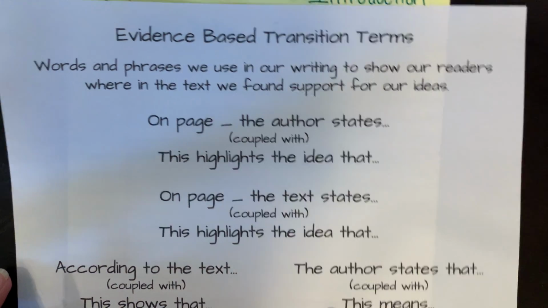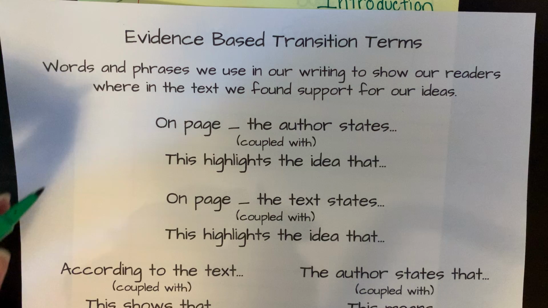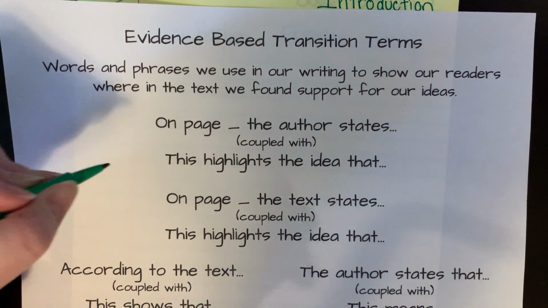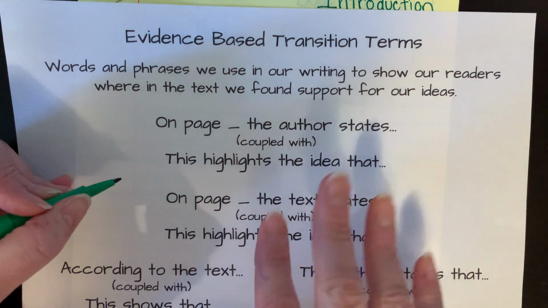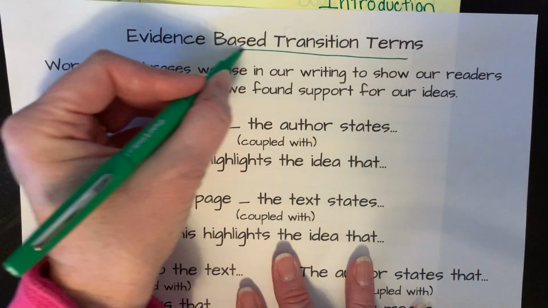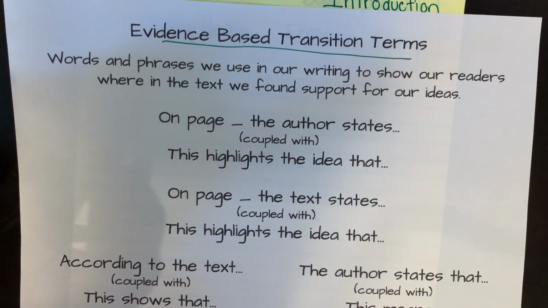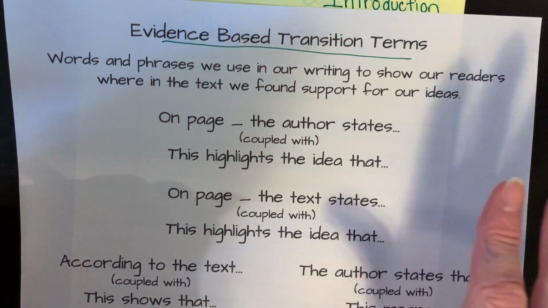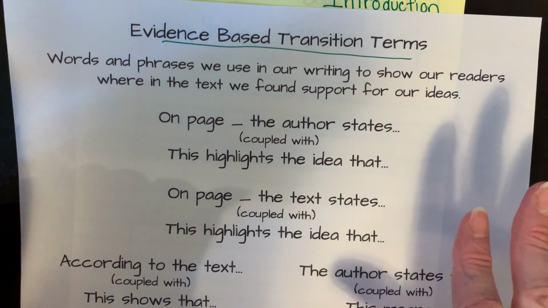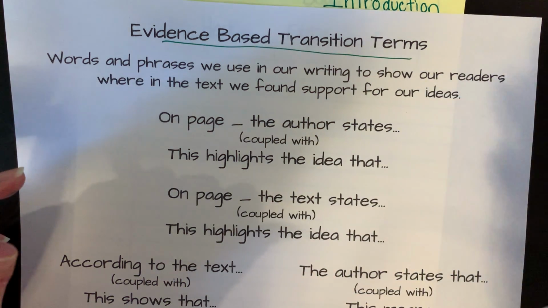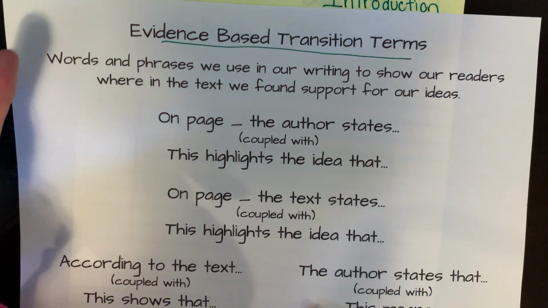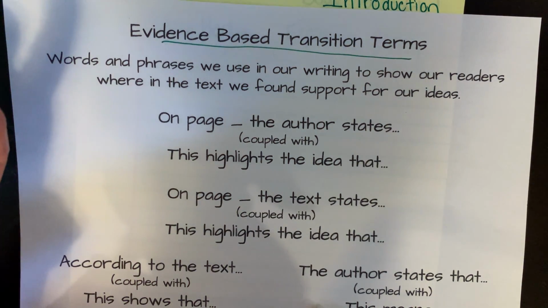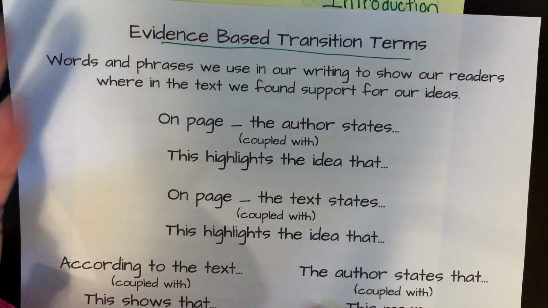First, evidence-based terms. These are things we've talked about before. And this anchor chart here is posted on the assignment page for you. Yours is in color. Mine is just in black and white. But these evidence-based transition terms are words and phrases that we use to make it clear in our writing where we're finding the support for the ideas, which is coming from the text, from Winds of Hope and from Wheelchair Athlete, right?